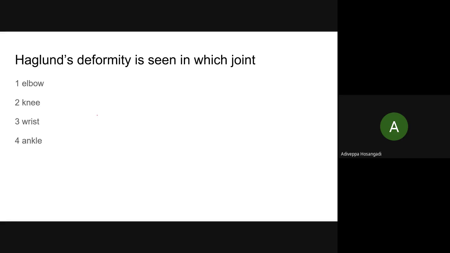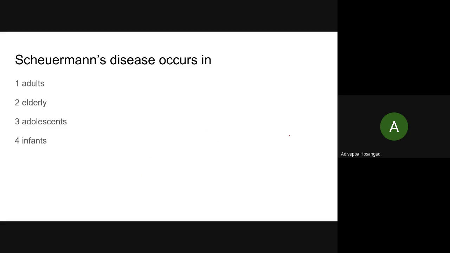Haglund's deformity is seen in which joint? Easy question. Ankle joint. Very good. Excellent. There's nothing much to explain. I have a diagram for that. We'll go to that. See, this is the calcification, or there is a bumpy swelling behind the heel. There is a fragmentation of the calcaneal tuberosity. This is called as Haglund's disease. Will not go into the treatment. I wanted to focus more on image-based MCQs today.